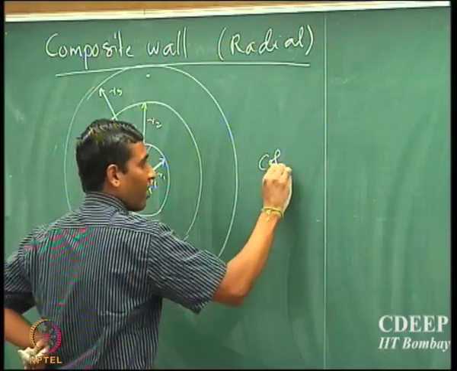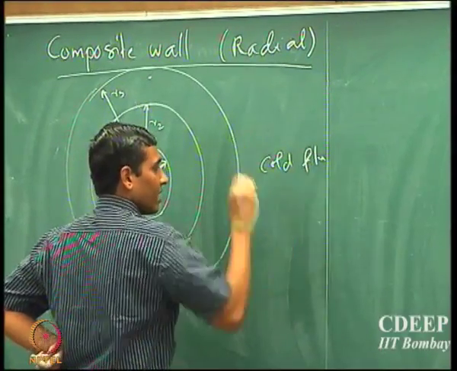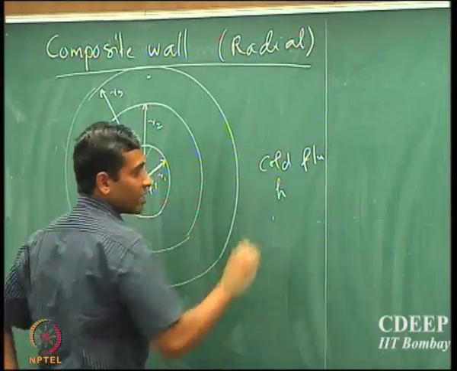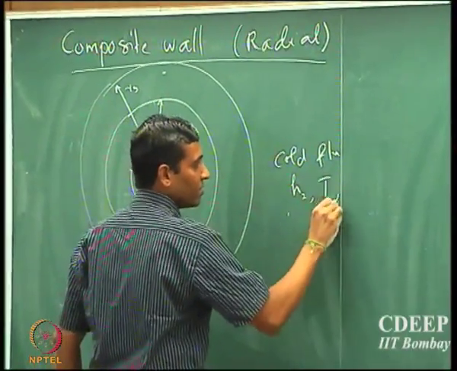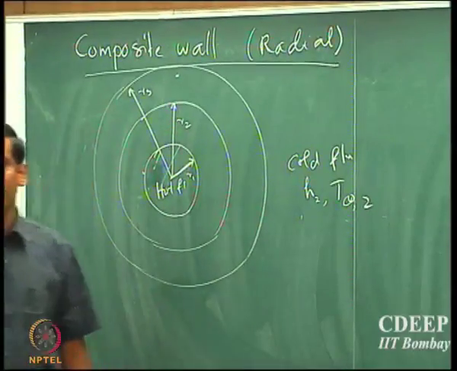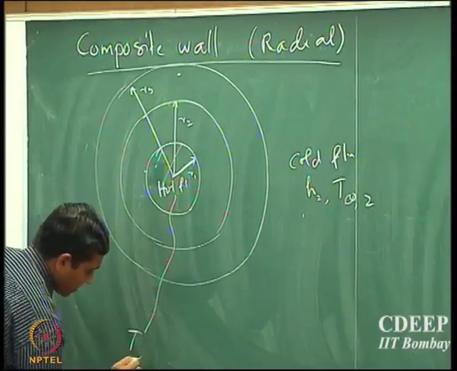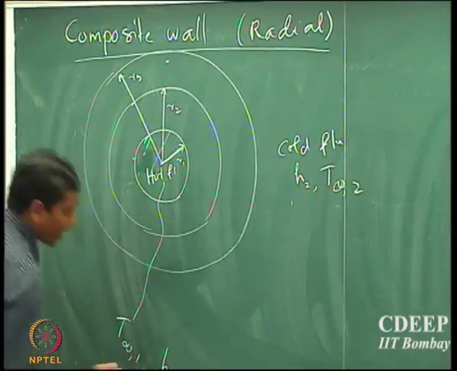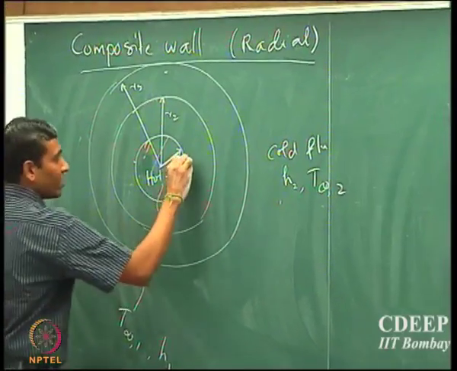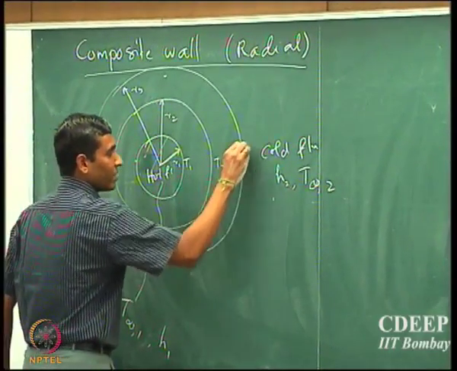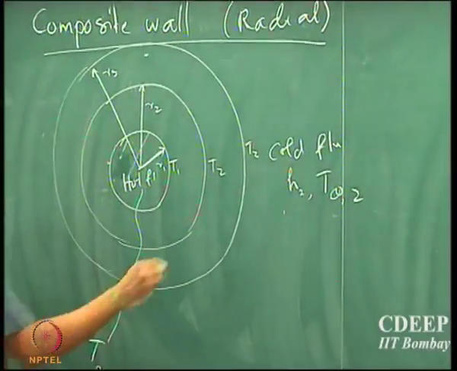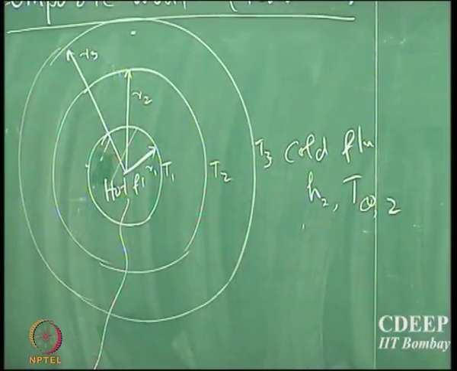let us say we have hot fluid flowing here and cold fluid flowing outside, and the heat transport coefficient is H2 and the temperature is T infinity 2. The temperature here is T infinity 1 with H1, and I know the interface temperatures T1, T2 and T3. So now I need to draw the resistance network.